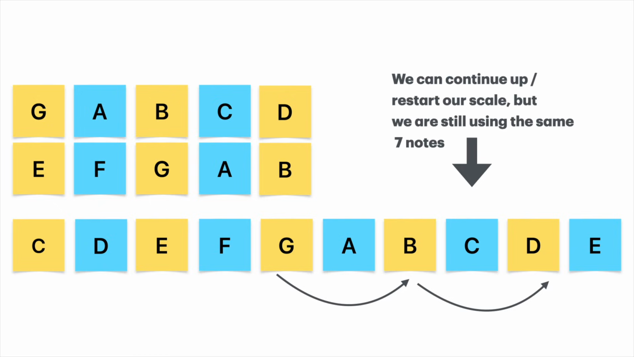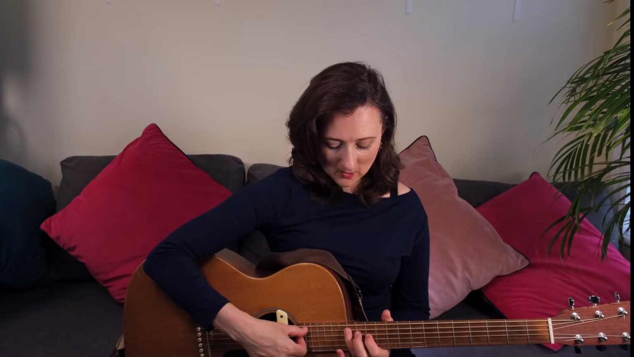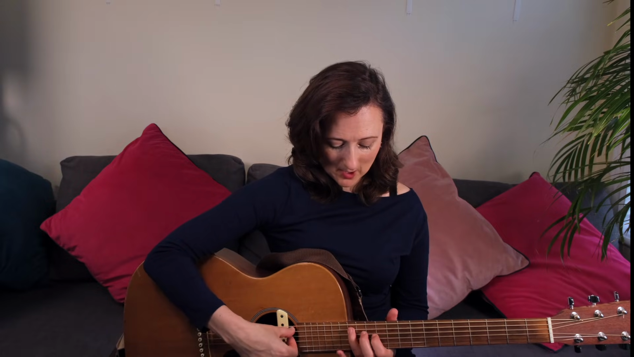I'm going to move up to A, and I'm going to take the notes A, C, and E. That's going to give me A minor. And then I'm going to do the same thing starting on B, and that's going to give me B diminished.